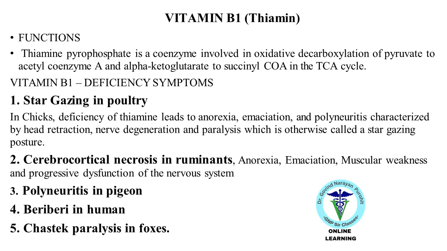Thiamine pyrophosphate is a coenzyme involved in oxidative decarboxylation of pyruvate to acetyl coenzyme A and alpha-ketoglutarate to succinyl-CoA in the TCA cycle. Vitamin B1 deficiency symptoms. Stargazing in poultry. In chicks, deficiency of thiamine leads to anorexia, emaciation, and polyneuritis characterized by head retraction, nerve degeneration and paralysis, which is otherwise called a stargazing posture. Cerebrocortical necrosis in ruminants: anorexia, emaciation, muscular weakness and progressive dysfunction of the nervous system. Polyneuritis in pigeon, beriberi in human, Chastek paralysis in foxes.